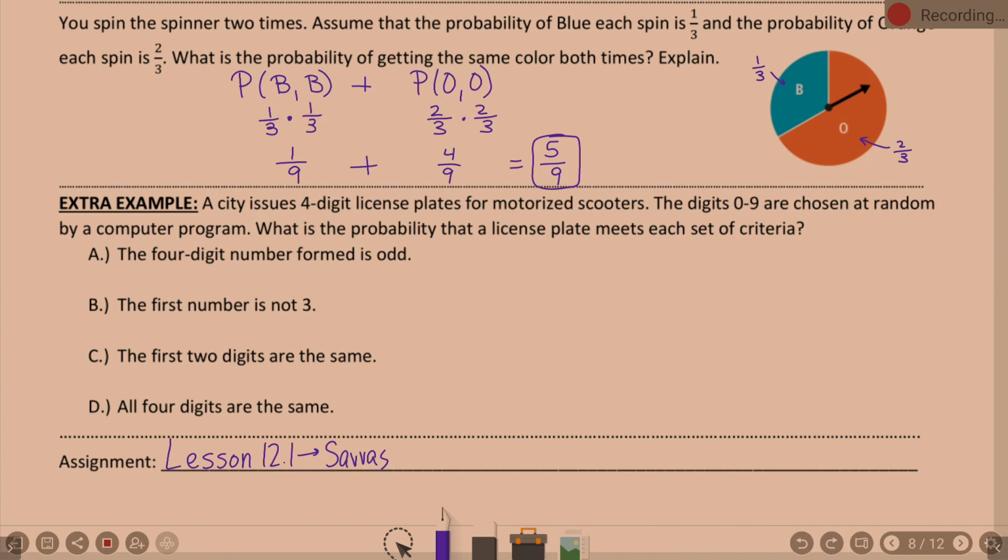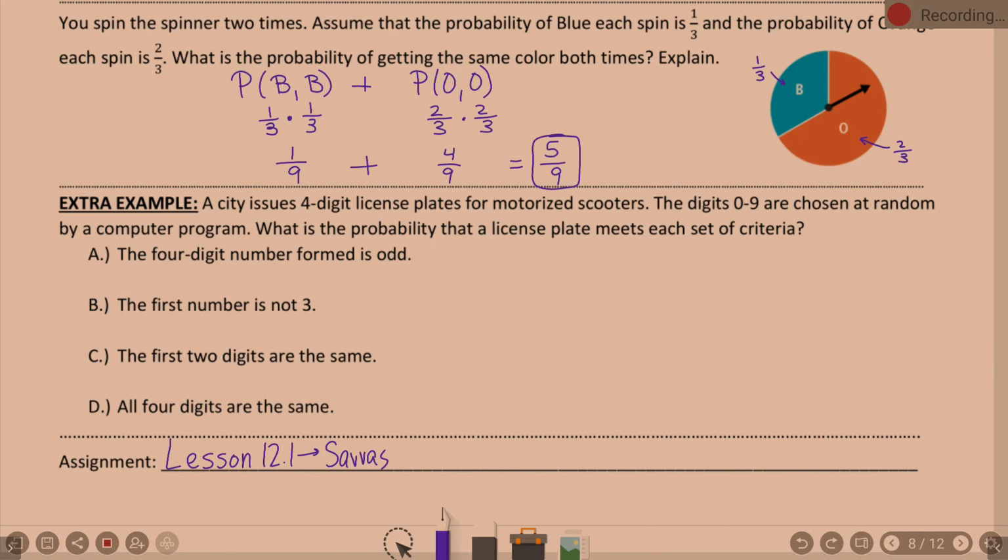A city issues 4-digit license plates for motorized scooters. The digits 0 through 9 are chosen at random by a computer program. What's the probability that a license plate meets each set of criteria?